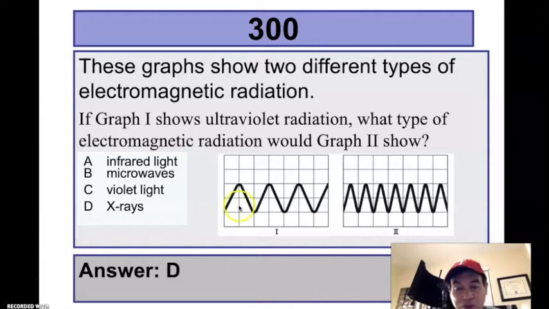And the way you know, remember, X-rays are going to actually have more of a frequency. The waves are going to be shorter. The other ones, infrared and microwaves, they're too big, they're too large. So they're not going to work. They're going to move opposite with the spectrum.